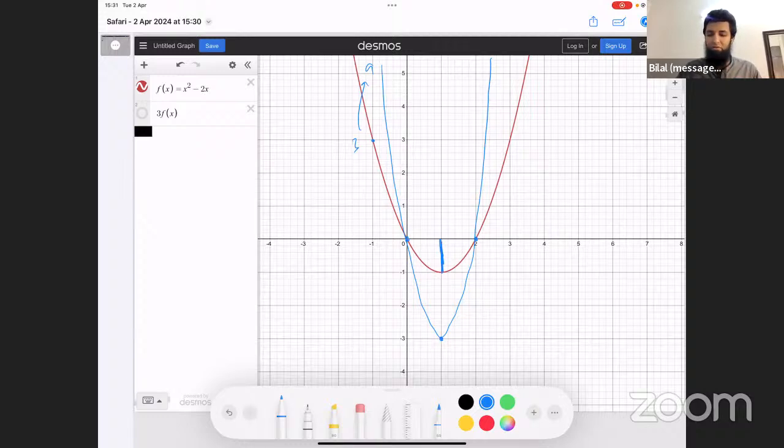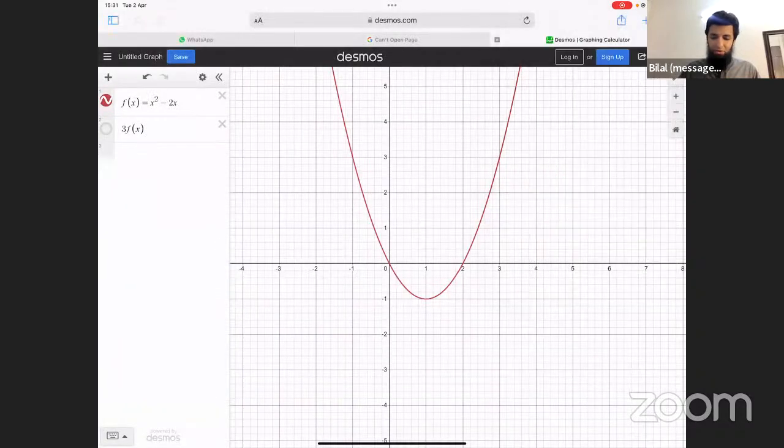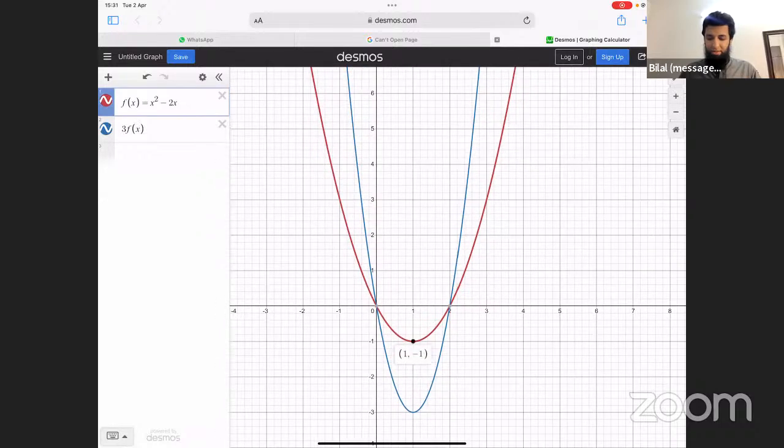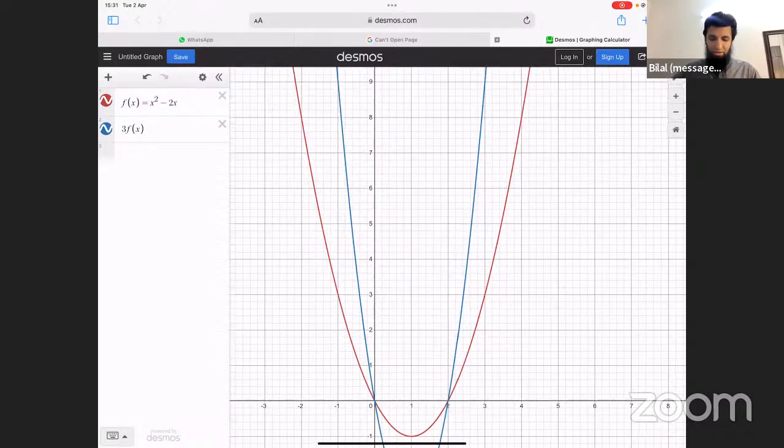Now, if I were to use Desmos for this now, this is what the graph would look like. 3f of x. The distance of each point from the x-axis has multiplied by 3. So this point was earlier 1 unit away, now it's 3 units away. If I were to consider another point here, this one, for instance, or let me actually just mark up.